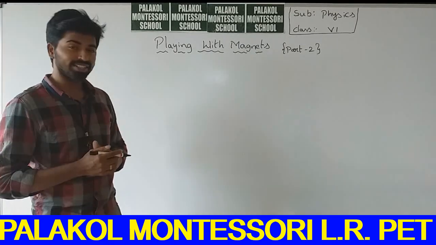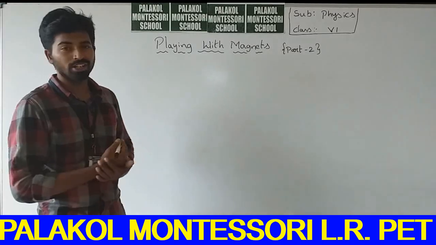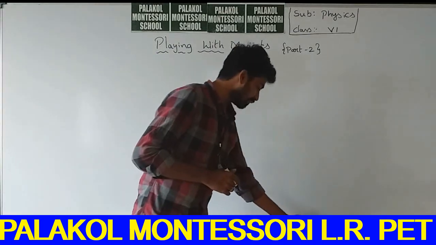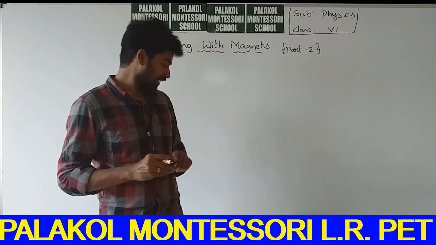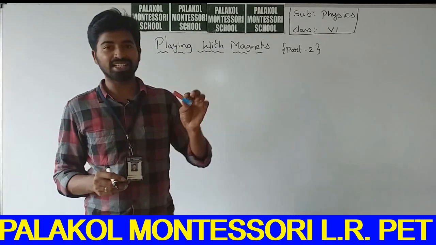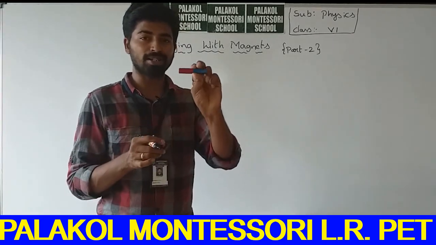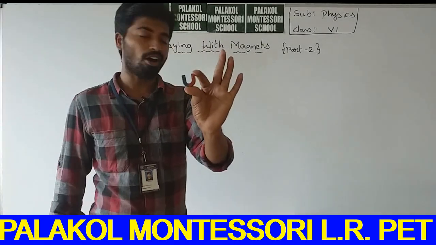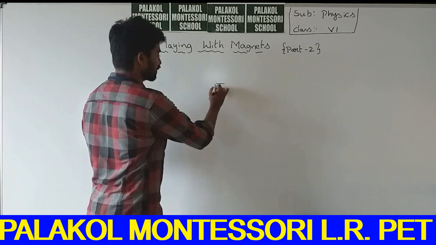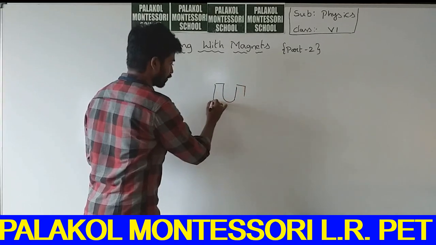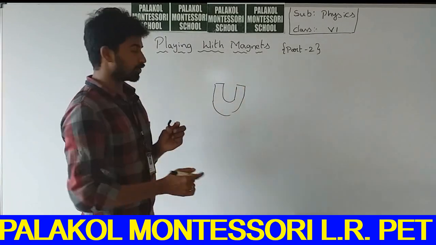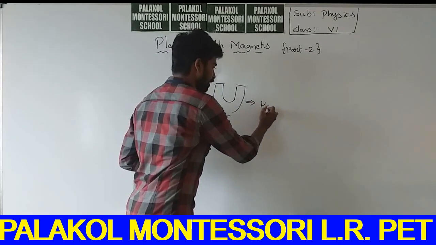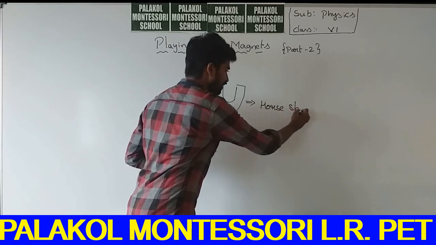In the previous chapter I explained how magnets come in many different shapes. So I have brought some magnets for you. Here you can observe this is a bar magnet. And this U-shaped magnet is called a horseshoe magnet. Horseshoes are in the shape of a U, so that's why we call these magnets horseshoe magnets.